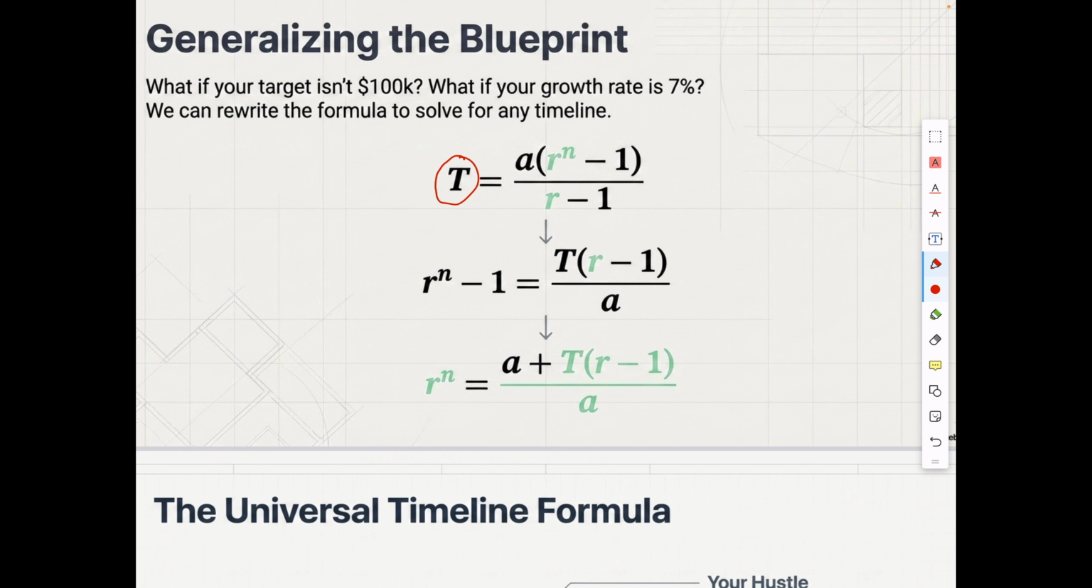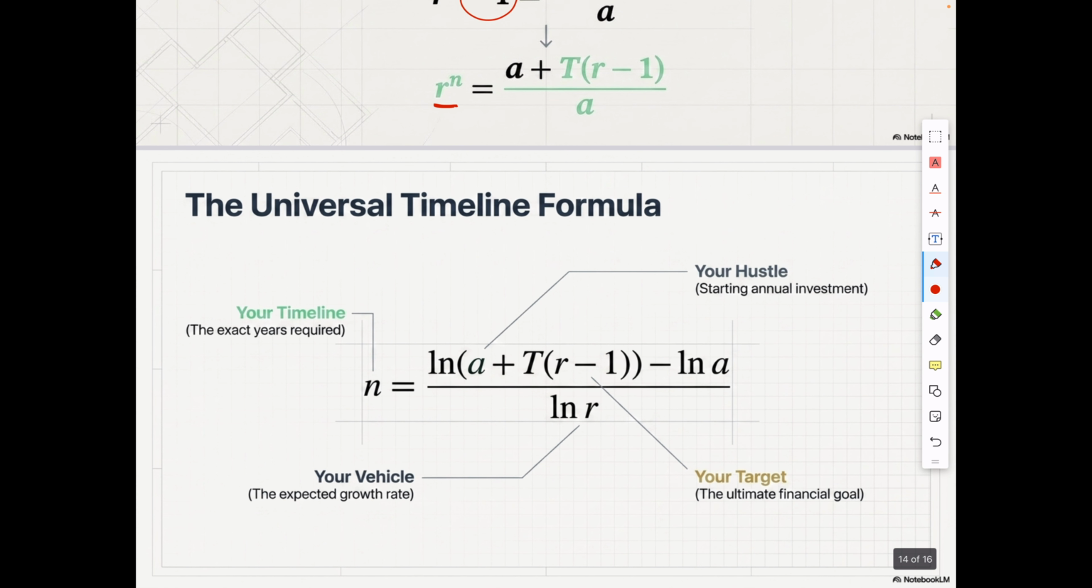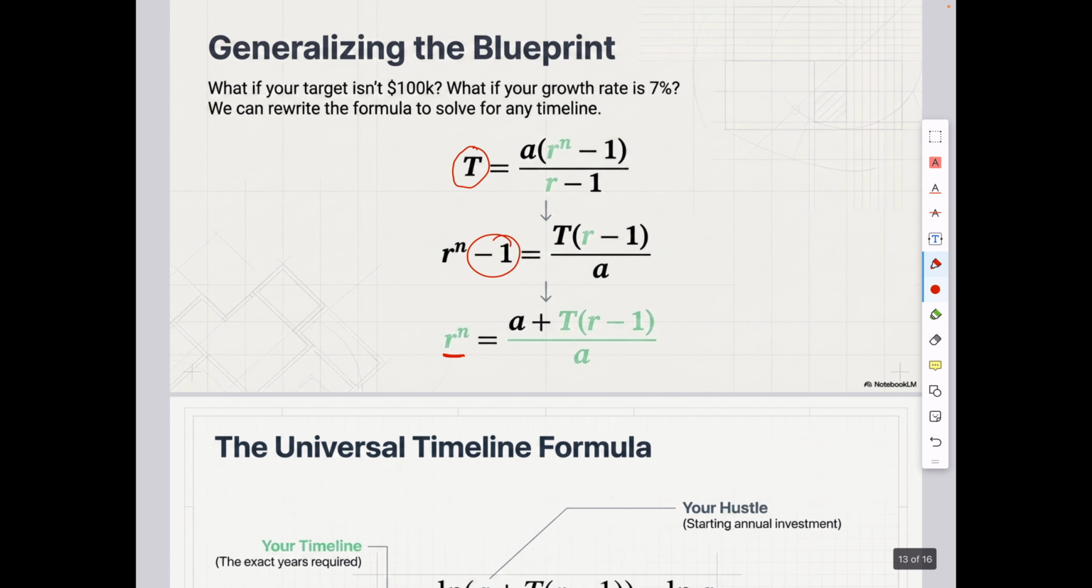equation. So from here I just need to add 1 on both sides and do a common LCM. So what will happen is I get R power n equals A plus T times R minus 1 divided by A. So in order to solve for n here, I am going to take the logarithms again. So how do I actually do the logarithms here? Very simple. R power n equals A plus T(R minus 1) divided by A, and n ln R equals ln of A plus T(R minus 1).